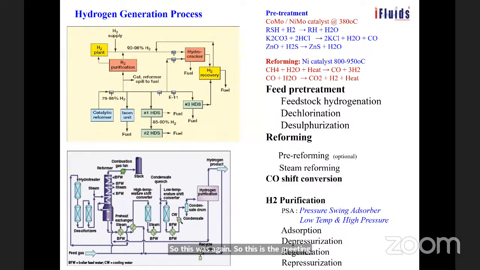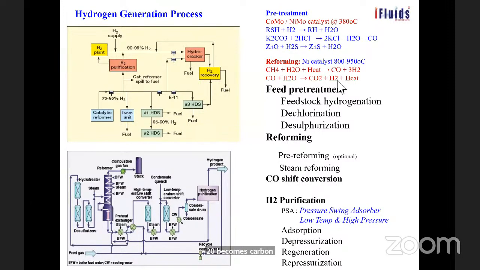So the cleaned light hydrocarbon is allowed to go through the reformer. The pre-treatment happens in the presence of cobalt molybdenum catalyst or nickel molybdenum catalyst at a temperature of about 380 degrees centigrade. And in the reforming, you are using nickel catalyst at a temperature of 800 to 950 degrees. It varies. So CH4, methane, plus H2O plus heat. Heat has to be given because this is an endothermic reaction. So it gets converted to CO plus 3 molecules of hydrogen. And the carbon monoxide, CO, again reacts with water, H2O, to become carbon dioxide, plus you get one molecule of hydrogen.